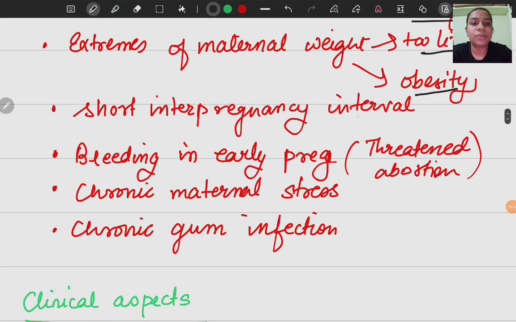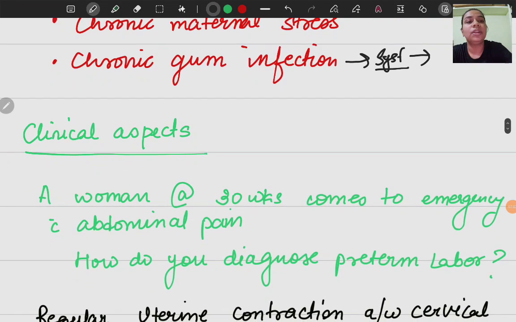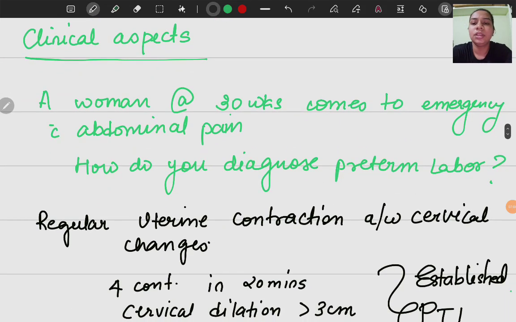Then short inter-pregnancy interval, that means there is a less interval between the two pregnancies. Bleeding in early pregnancy, if there is a history of any threatened abortion in the previous pregnancy. Then chronic maternal stress, the mother is having chronic stress. Then chronic gum infection. If the mother has a complaint of a chronic gum infection, this gum infection may lead to systemic infection, and it will go to the baby, that will lead to preterm labor. So we will see some clinical aspects.